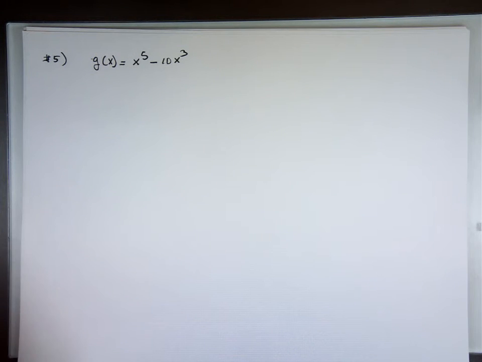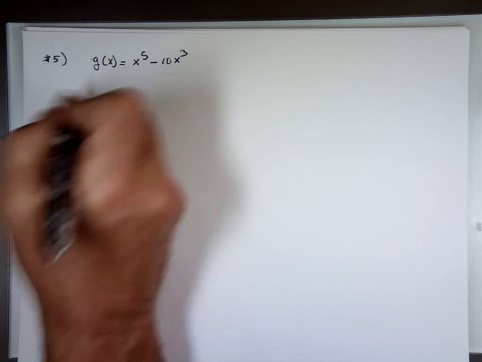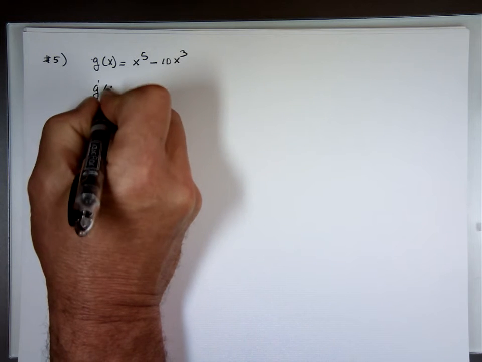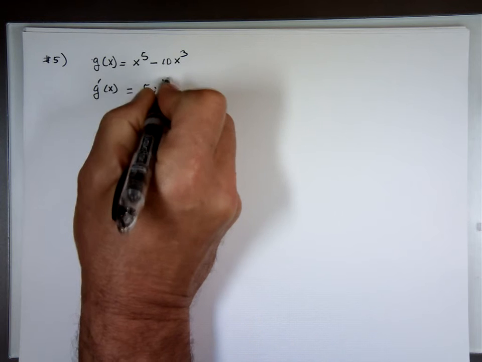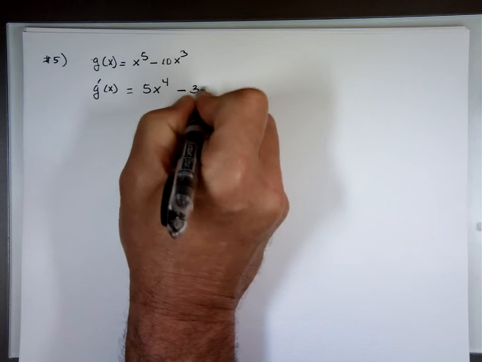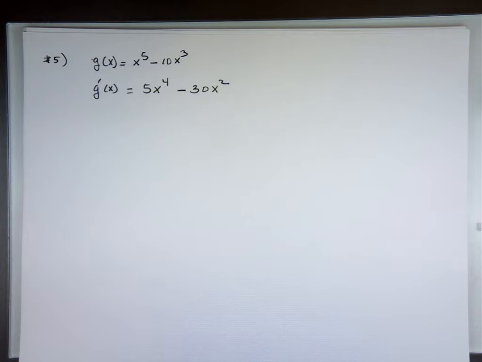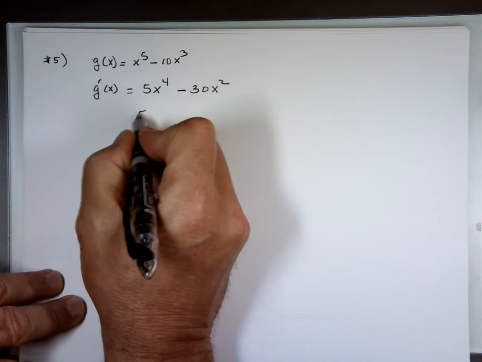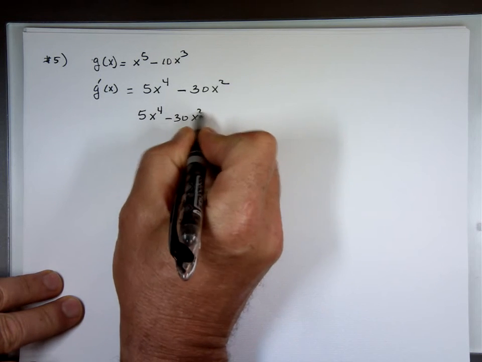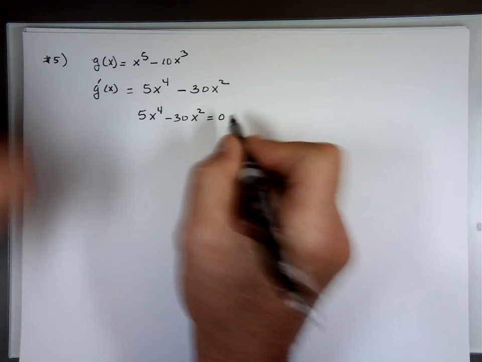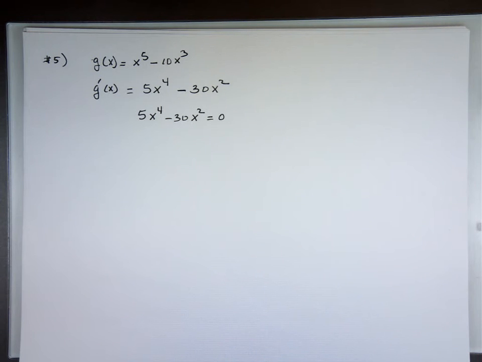To find the critical values, you want to find the derivative, set it equal to 0, and see what these values are. What's the derivative of that? 5x to the 4th minus 30x squared. Then take that derivative and set it equal to 0. Critical values in this case are where the derivative is 0 or the derivative is undefined. There is no undefined here. Where the derivative is 0.